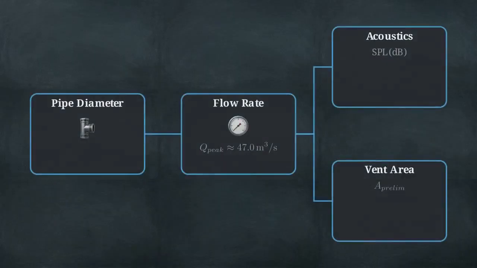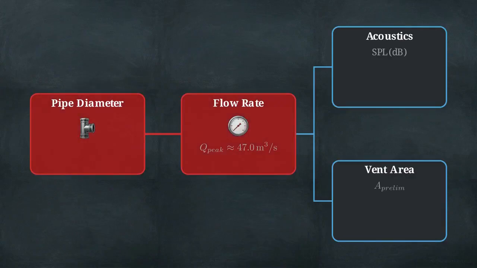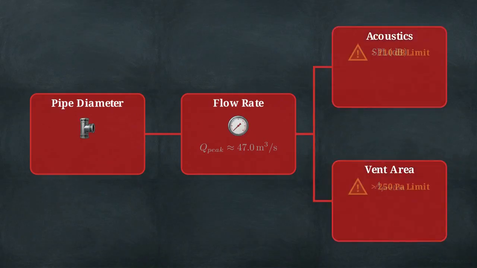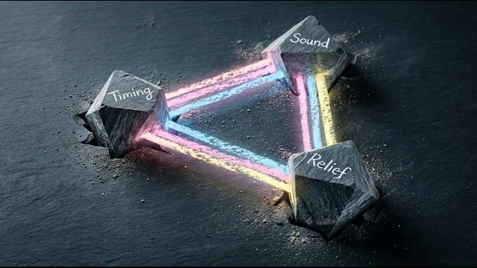The delivery architecture is highly interdependent. Adjusting the pipe diameter to fix a hydraulic delivery delay alters the peak flow rate. A changed flow rate alters the nozzle acoustics and immediately demands a recalculation of the pressure vent area. Delivery timing, sound mitigation, and structural relief operate as a single unified fluid dynamics model.